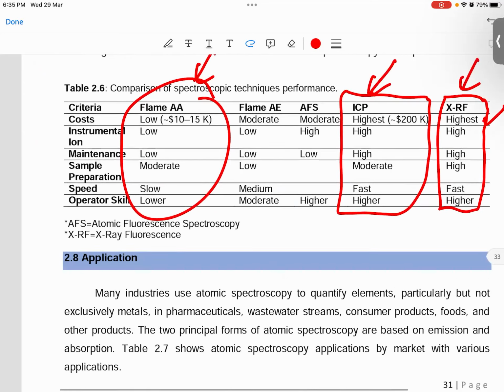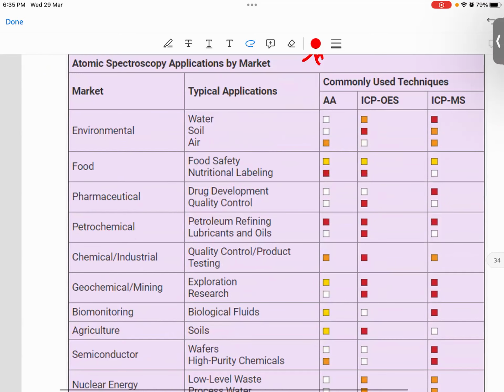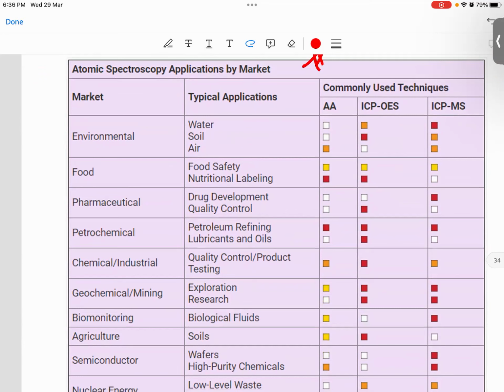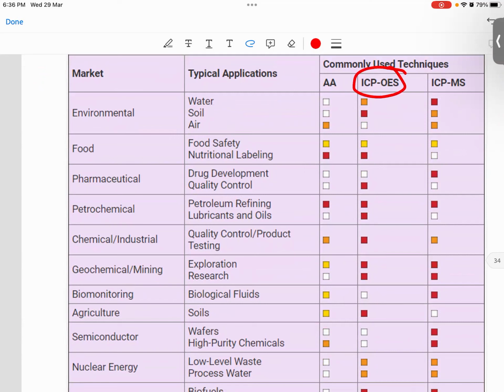So application-wise is similar. You can see commonly, these are some of the samples, okay? And these are commonly used techniques. You can see ICP OES. Okay, what's the difference between ICP OES and ICP AES? Anyone? AES stands for atomic emission spectroscopy. So what does OES stand for?